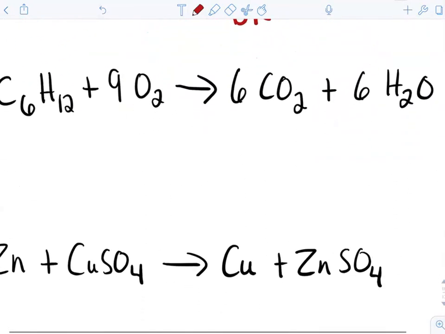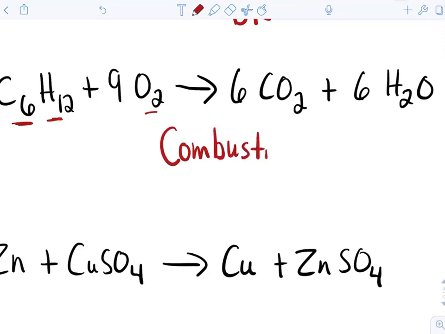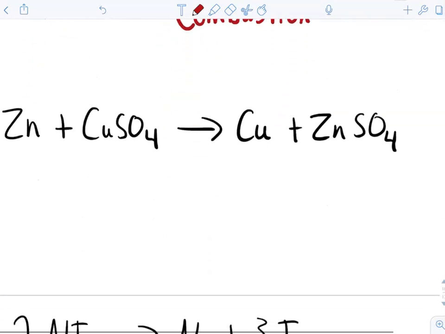If we come down to this next one, okay, I see that I have carbon, hydrogen, oxygen. My products are carbon dioxide and water. I automatically know that this one is combustion. And it's because of that carbon dioxide and water being the products. Okay, let's keep on going.